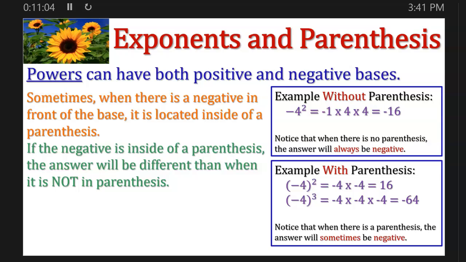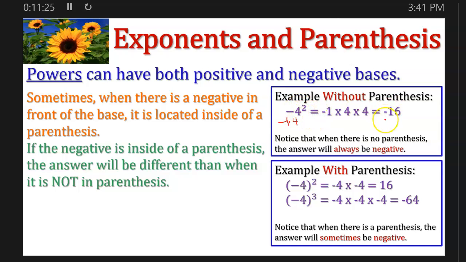Here, let me change this to a pen so I can write this out. It's the same as saying -1 times 4, because we know -1 times 4 is -4. So that's kind of like the same as saying -1 times 4. So when you're writing this out, you're writing -1 times 4 times 4 again.